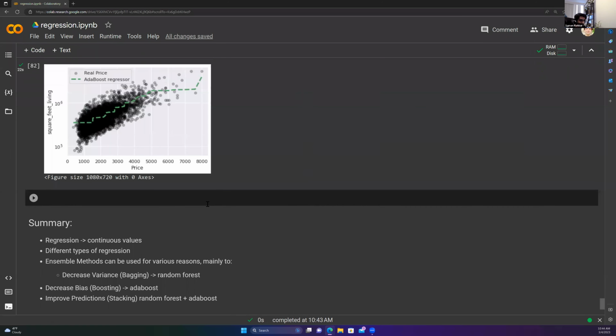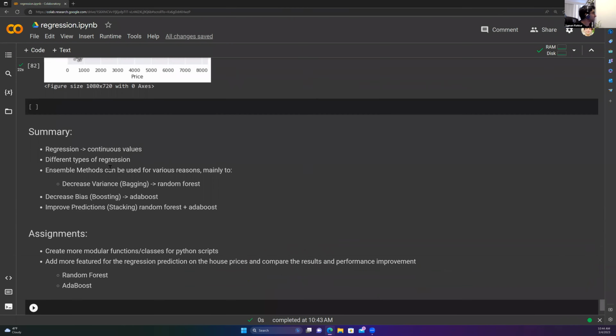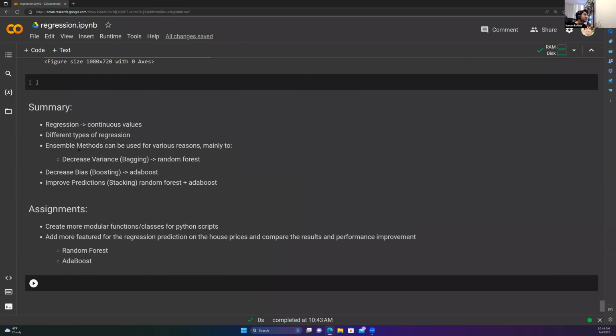And I think that's the end. I think I went over the time a little bit, but sorry, there's lots of stuff to cover. As a summary, we talked about regression, continuous values. We talked about different types of regression. We talked about an important concept called ensemble methods, bagging, boosting. Now you know what bagging is. Bagging is parallel trees. There's no interaction between them. Boosting builds the results based on sequences.